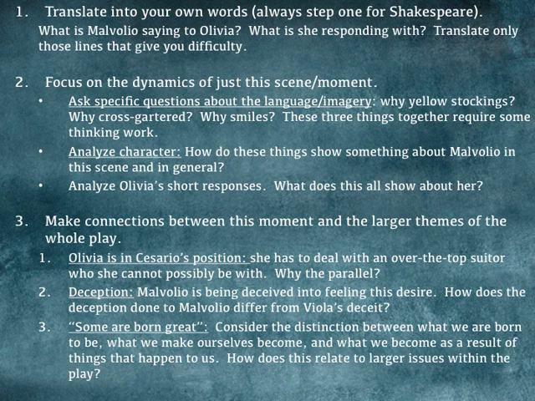Then we have this theme of deception. Malvolio is being deceived into feeling this desire for Olivia. He's told that he can have her, but that's a lie. How does the deception that's done to him differ from the way that Viola is deceiving others? Because there's a lot of deceit going on in this play, a lot of lying, a lot of disguise, a lot of making things up. So how is this different, or is it different? And so we're thinking now about this bigger theme of deception.